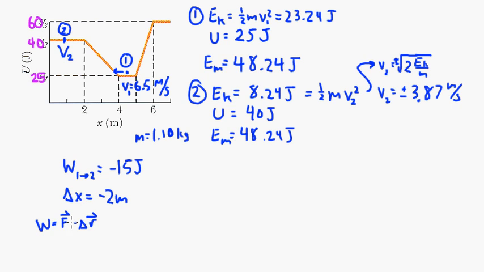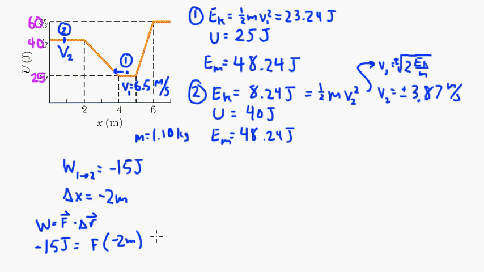Our displacement here is 2 meters in the negative x direction, and our force is going in the positive x direction. So we can really just do scalars here, because it's all in line with each other. It's all happening along one line. So we can do negative 15 joules equals F times negative 2 meters.